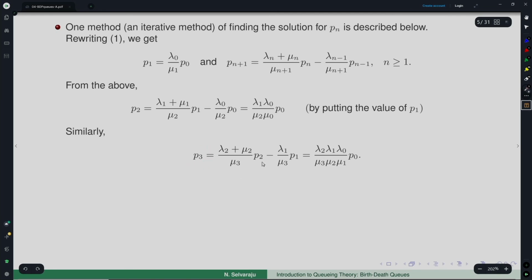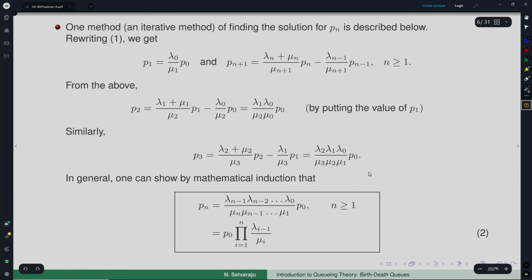Similarly, for P3, I know what P2 and P1 are. If I substitute here, I will end up with exactly this form. So, in general, one can show by mathematical induction that Pn would be equal to this, or in a compact form, P naught times the product of lambda i minus 1 by mu i. So, this is the main equation that you can think of as if you arrived at here.